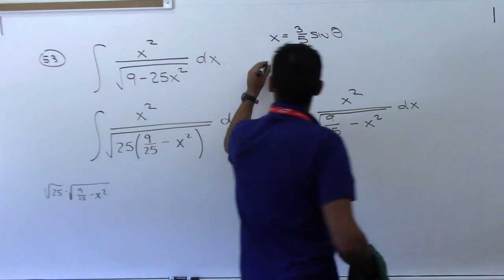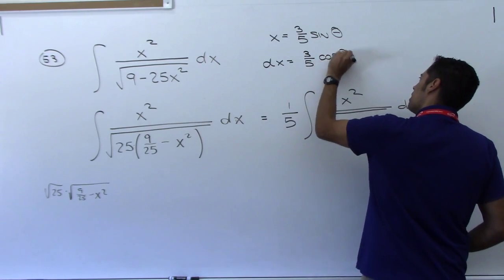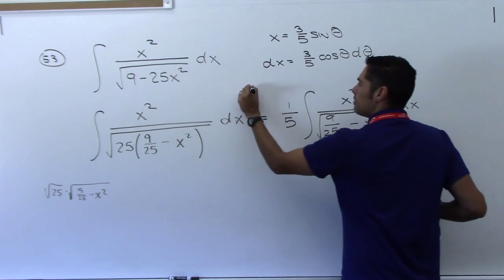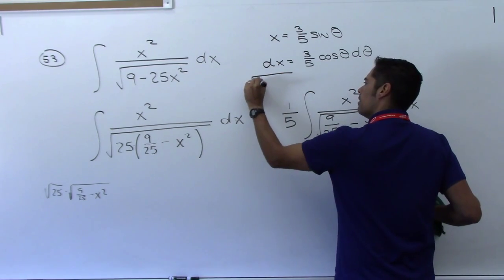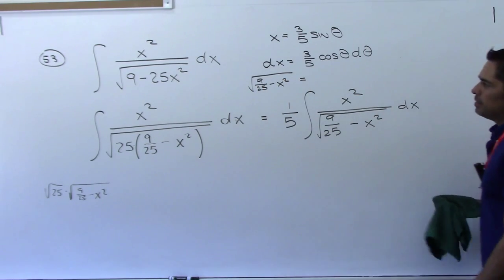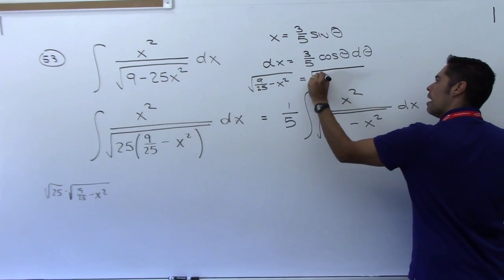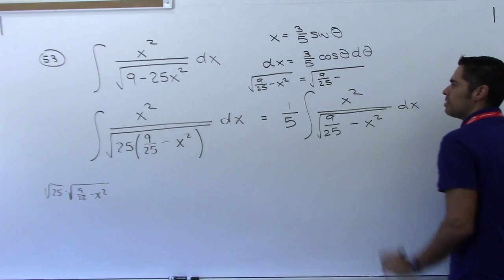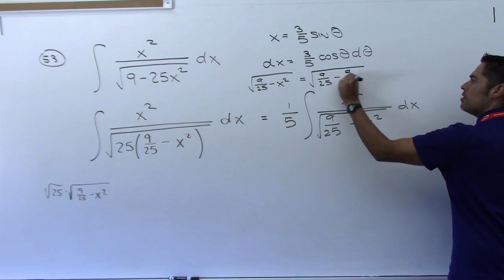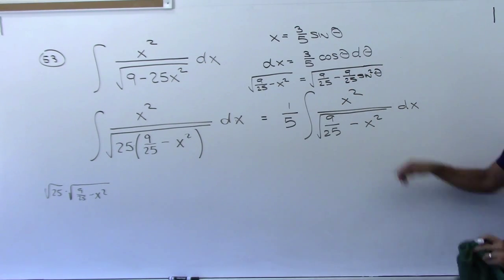So dx is 3/5 cosine theta d theta. And our square root part that we have to rewrite, square root of 9 over 25 minus x squared, will be equal to, this is where things get a little bit weird, 9 over 25 minus our x squared, which is 9/25 sine squared theta, right? That's what happens when we square this.